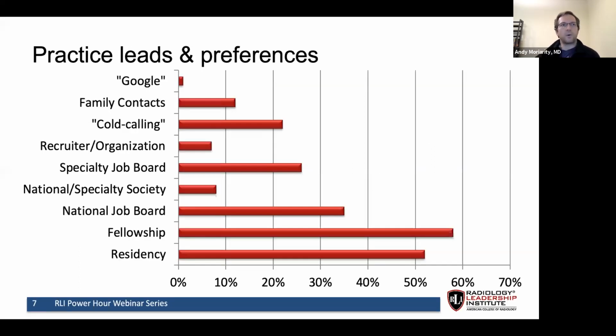We asked the graduates, what was most helpful in securing your job? And by far and away, it was residency and fellowship contacts, followed by a national or subspecialty board. And then further down the list, 1% or so for Googling or looking at groups. Interesting, cold calling there was around 20%. People just looked at an area that they wanted to be in or practice, and they called and said, can I talk to someone who's recruiting or hiring?